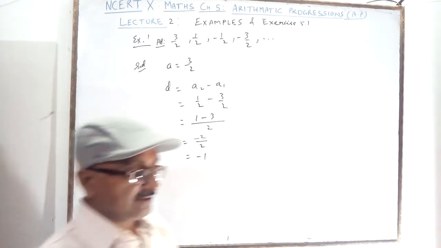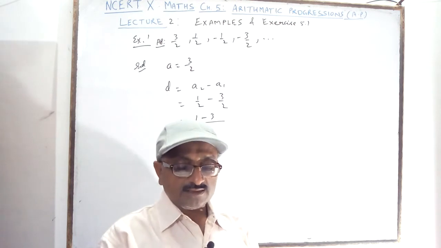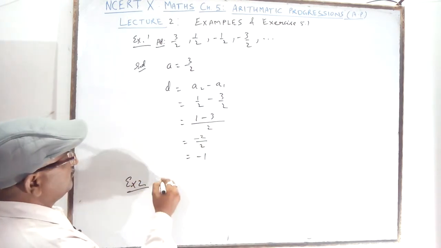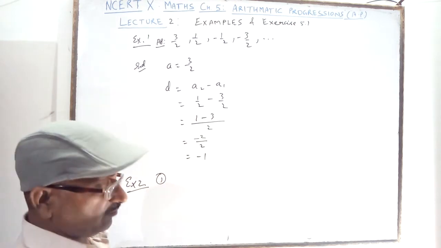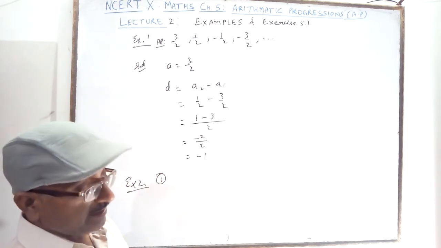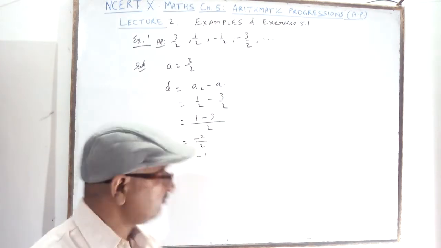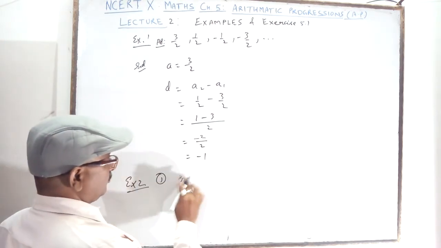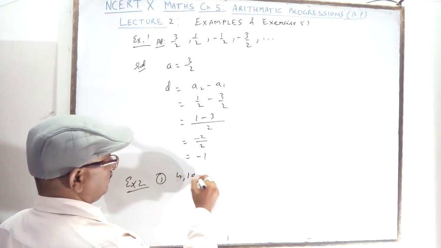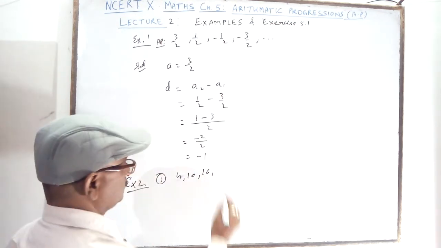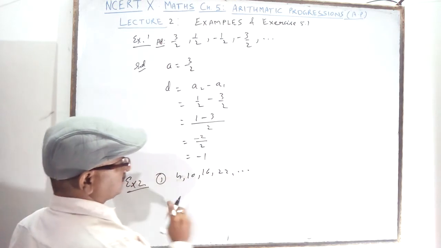Example 2 is given. Which of the following lists form an AP? If it is an AP, write the next two terms. First one is given: 4, 10, 16 and 22, then three dots.